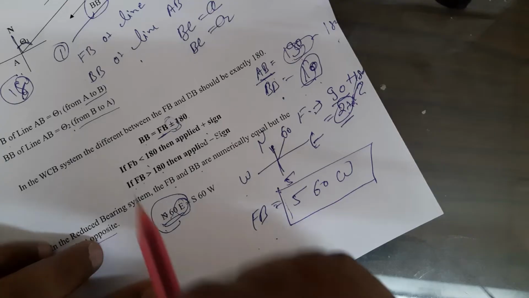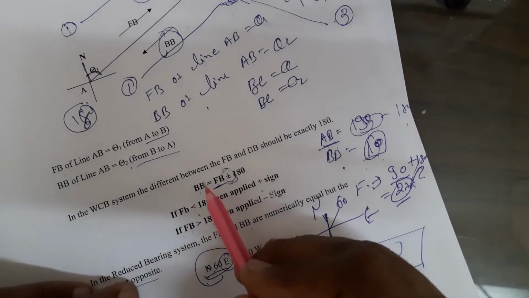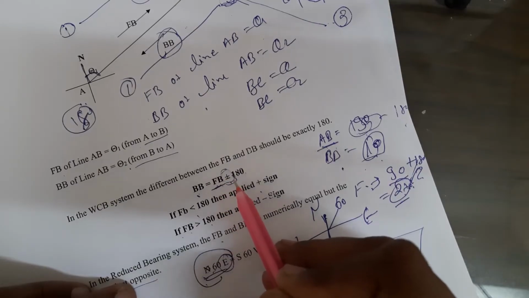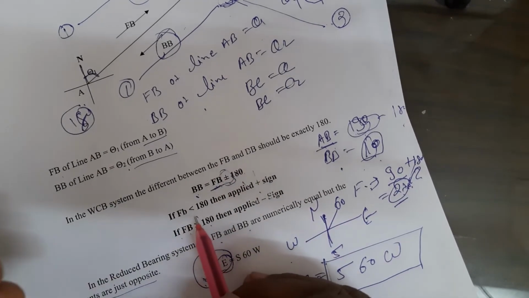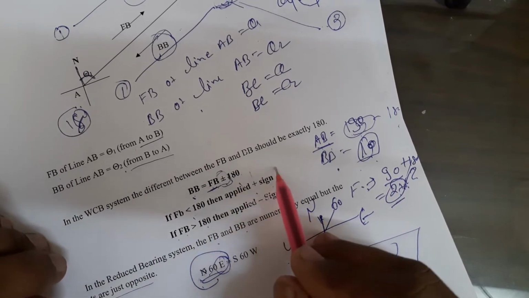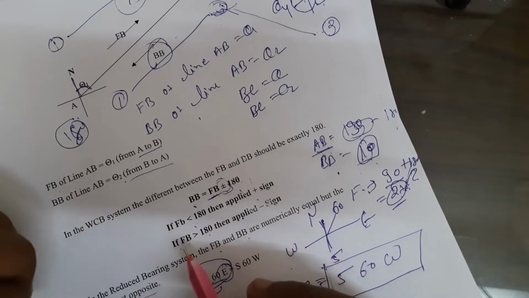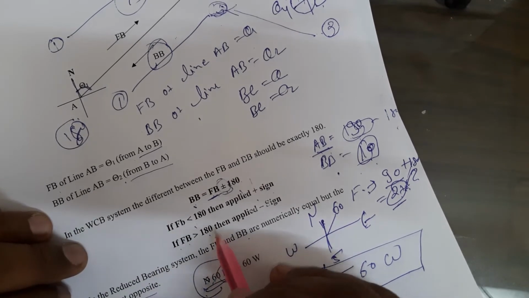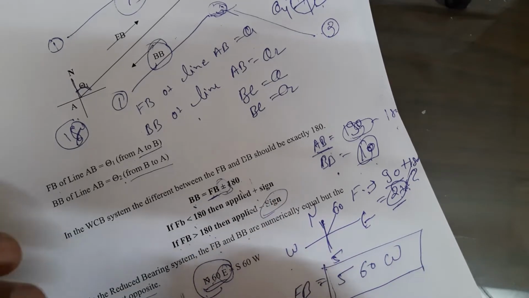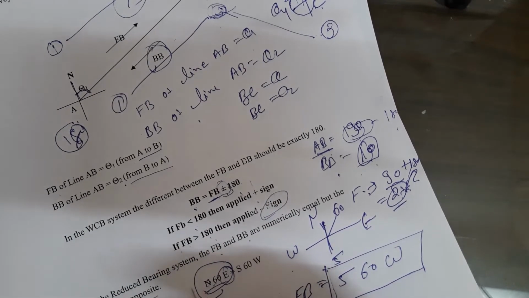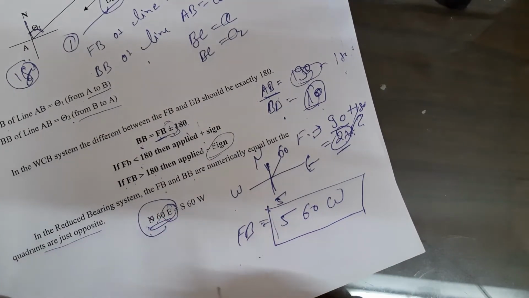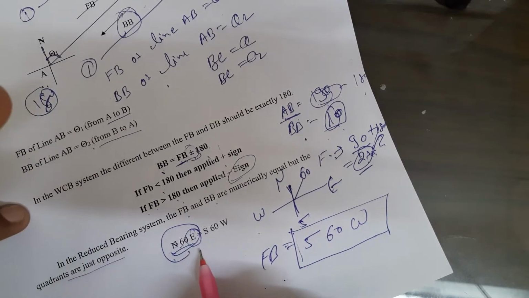So for the whole circle bearing, use this equation: forebearing and back bearing is equal to back bearing plus or minus 180 degree. If the forebearing is less than 180 degree, apply the plus sign or add 180. But if the forebearing is greater than 180 degree, subtract 180. Understood? So it is easy to calculate forebearing and back bearing. And the same for the reduced bearing system, just put the opposite direction.